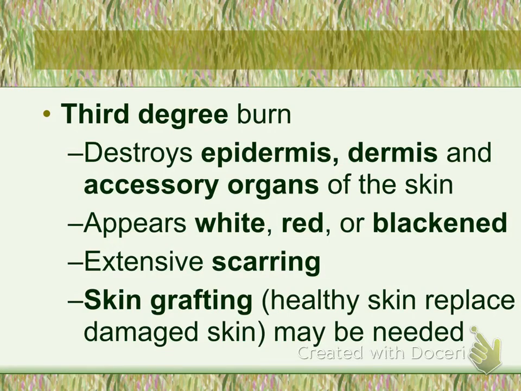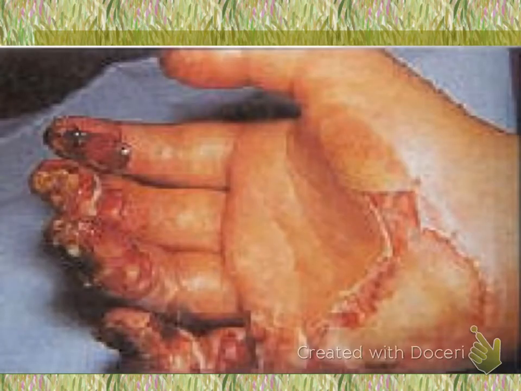Because of the extensive damage, skin grafting will be required, which means you take skin from another area of the body and use it to replace the damaged skin. Here is a picture of a third degree burn. Notice the extensive damage. A lot of times when this type of damage occurs, it's going to cause a lot of scar tissue, a lot of skin grafting, but it will never return to its normal state.